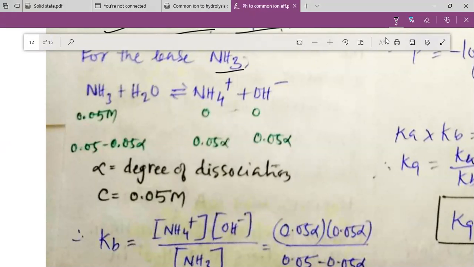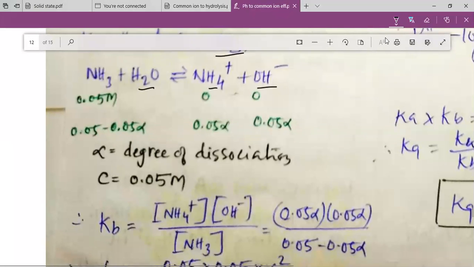For base NH3, we can write NH3 when it reacts with water, it produces NH4 plus and OH minus. Now my dear students, the concentration of NH3 is given initially, that is 0.05 molar, which is C. The initial concentration of the products is 0. Now the change that we write is generally minus C alpha for the reactant and plus C alpha for the products. But you know the value of C is 0.05, so we would write 0.05 alpha for both of them.